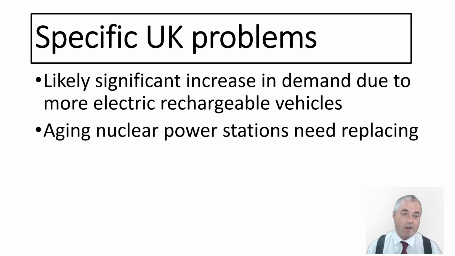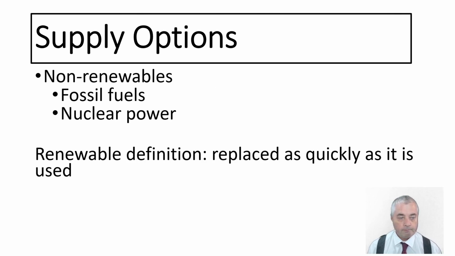So we're going to have a very big increase in demand for electrical energy in the UK in order to recharge all these vehicles. And the second problem we've got in the UK is a lot of our nuclear power stations are coming to the end of their useful life, and we're going to need to replace them. And we need to decide what we're going to replace them with. And we've got some choices. We've got some non-renewable choices, and we've got some renewable choices. And let me just make sure you understand what we mean by renewable energy.